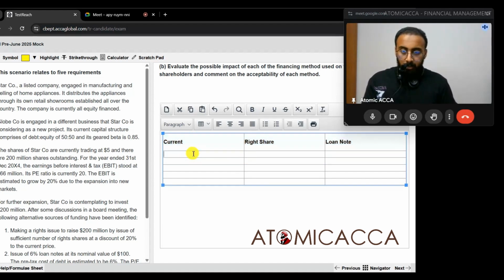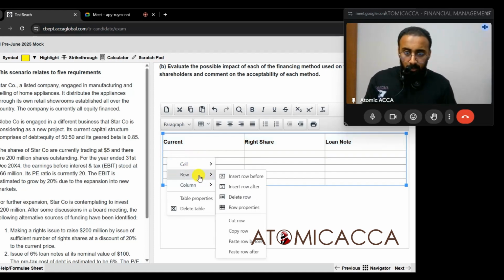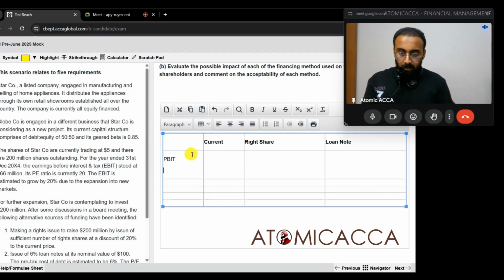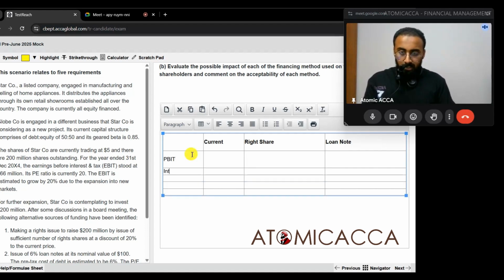We need the titles also, right? So how do I add one column? Column before. Okay. So we're going to write PBIT. Then we're going to minus out interest, then we will get PBT. Then we're going to minus out tax, then we will get PAT.